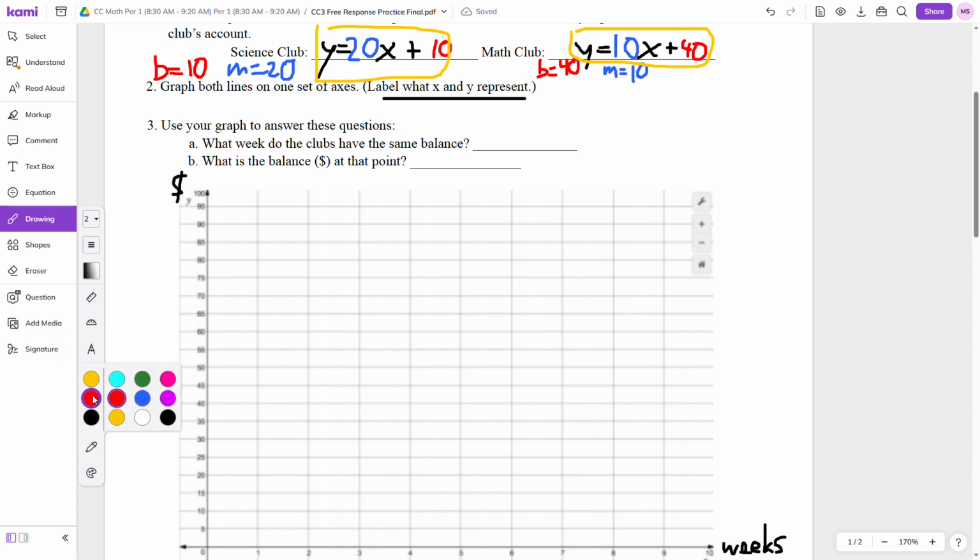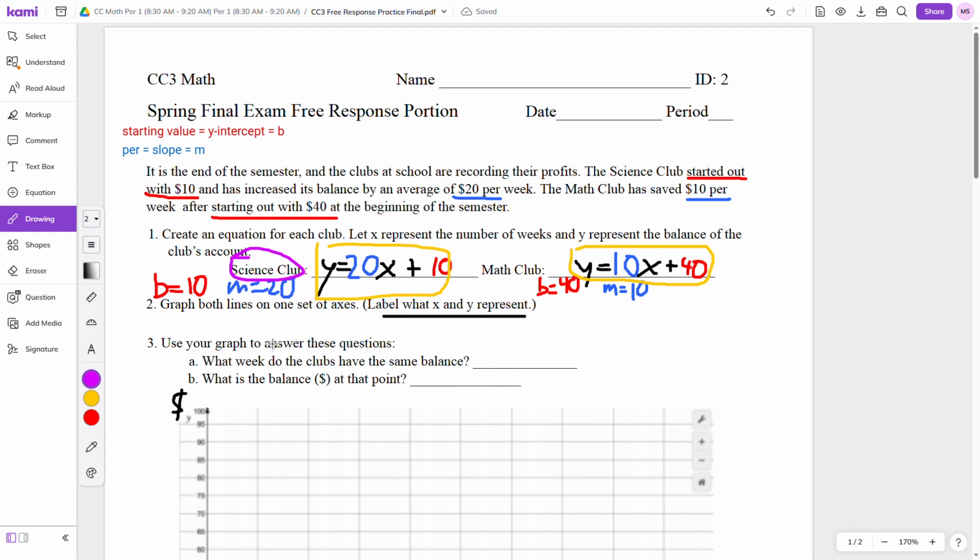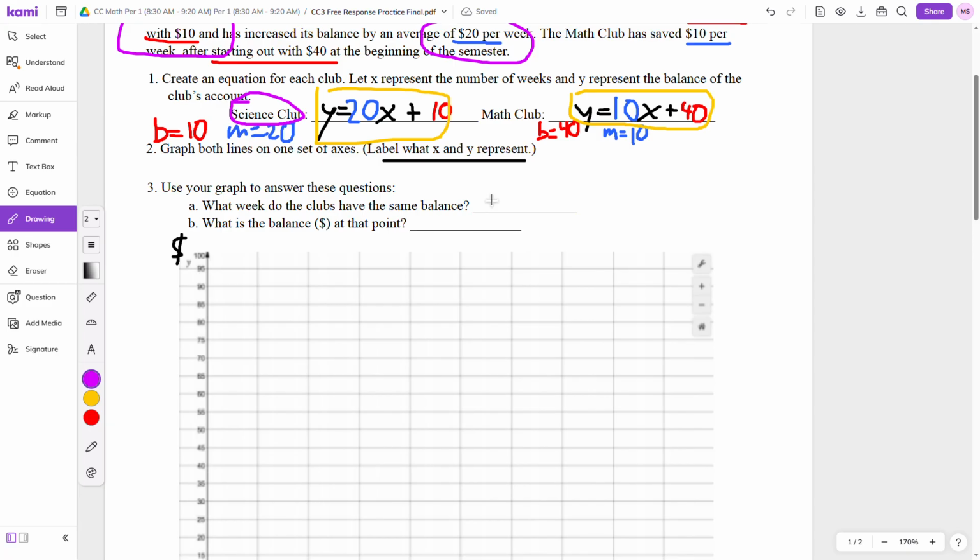Well, we start with the science club, so I'm going to make this purple so you know what I'm talking about. The science club starts out with $10, so I'm going to put a little dot down here at 10. And their slope is 20. That means each time you go over 1, I'm sorry, that didn't work out well. Let's do that again. That means after 1 week, they're going to have $30. Think about that. They started out with 10, and then they get $20 per week. Don't they start with 10, and then the next week they have 30, and then 50, and then 70, and then 90, and so on and so forth?